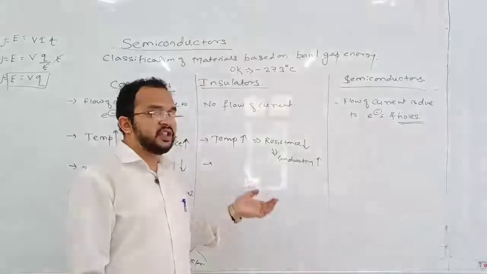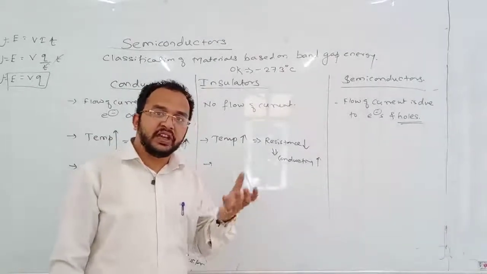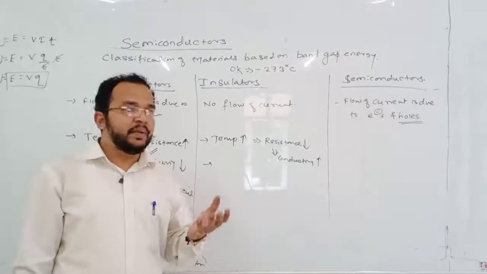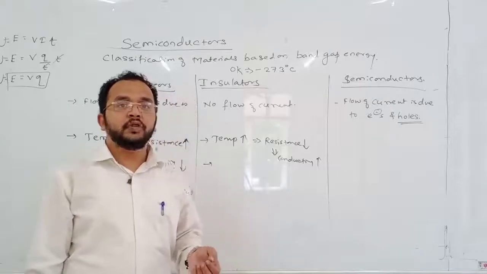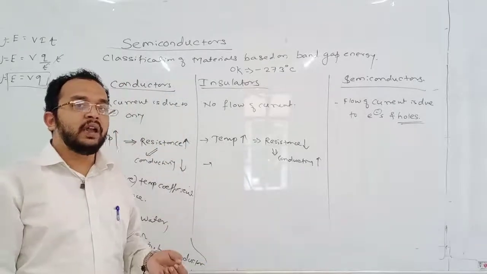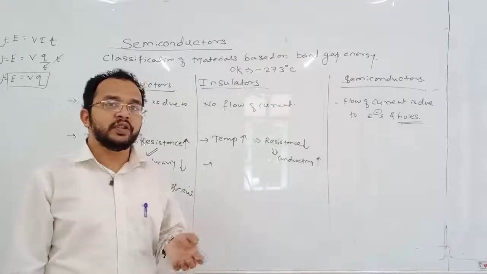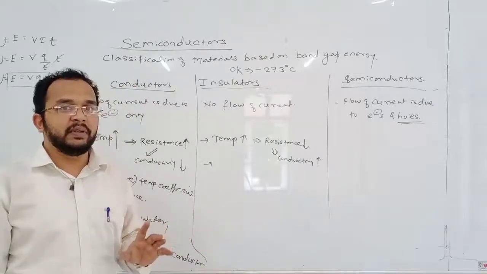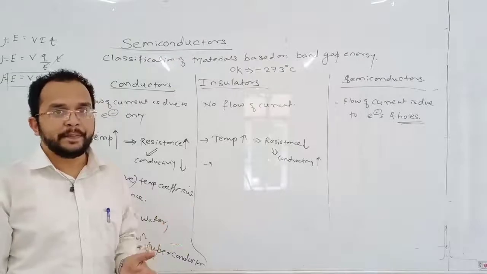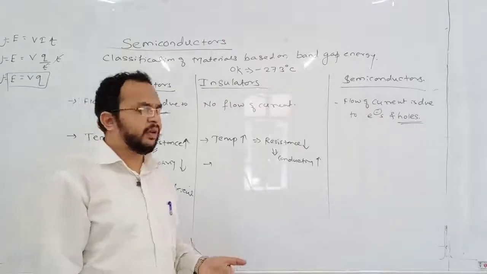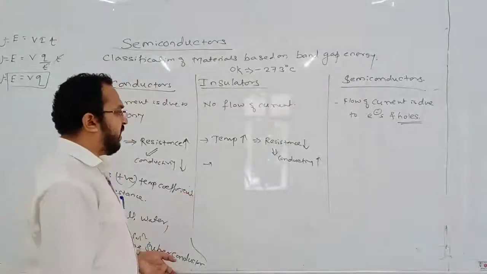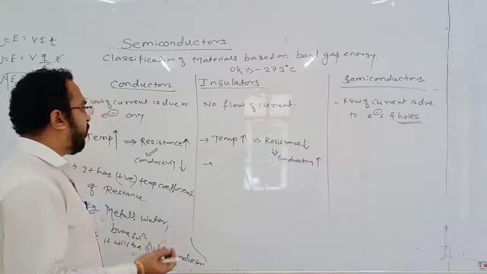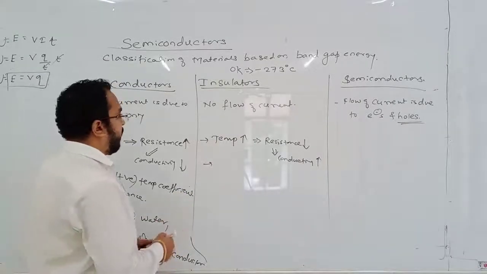You are giving energy, you are giving temperature. Temperature means heat. You are giving temperature means you are heating. That means you are providing energy. And if you are providing energy to electrons in the valence band which are stable, they will become unstable. That means they will become free, so that they can conduct electricity, but in a very small amount.